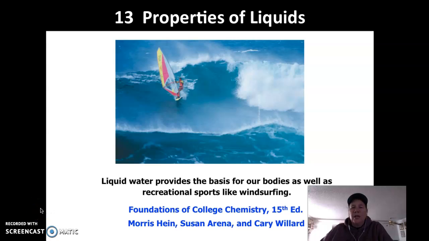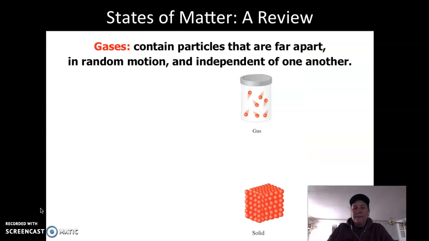Okay, I'm going to cover two more chapters this week, but we're not going to go in great detail, just information that you should need to know before you get done with this class. So we're going to go pretty quick, but properties of liquids is chapter 13.